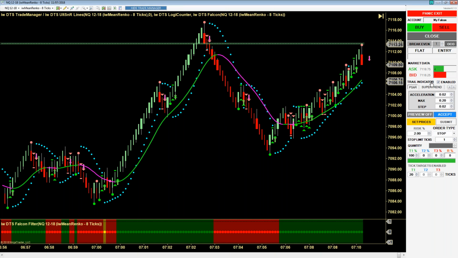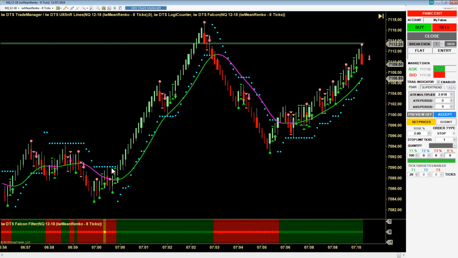So parabolic is that type of system. Supertrend is also that type of system. Same kind of idea. Once more, we use it as a trailing stop system, but you can also use it as a filter or an entry system. Chandelier, also that type of idea.